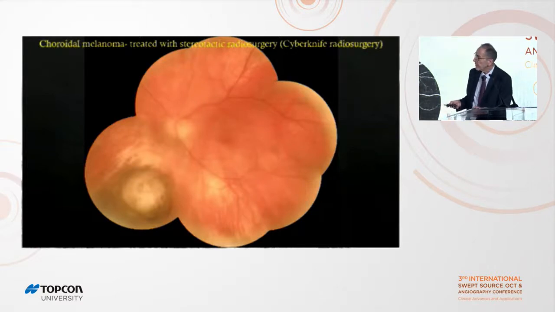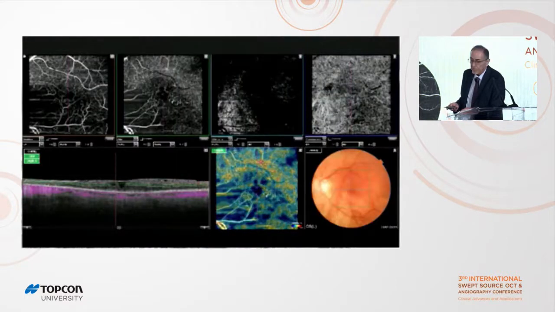There is no sign of abrupt radiation retinopathy or maculopathy. But on OCTA, we see evidence of widespread non-perfusion. This is next to, around the optic nerve area. OCTA helps us to see radiation changes in the macula better in a non-invasive way.